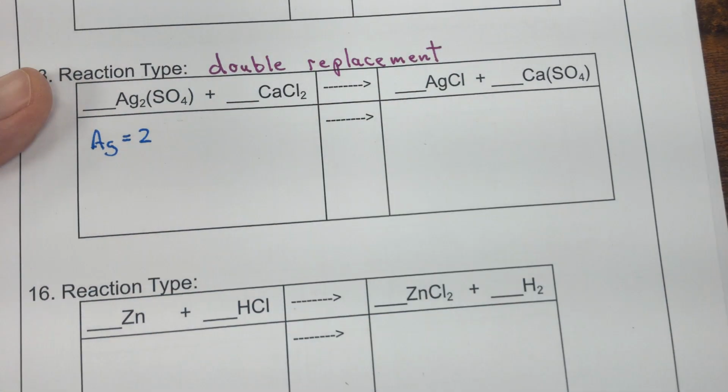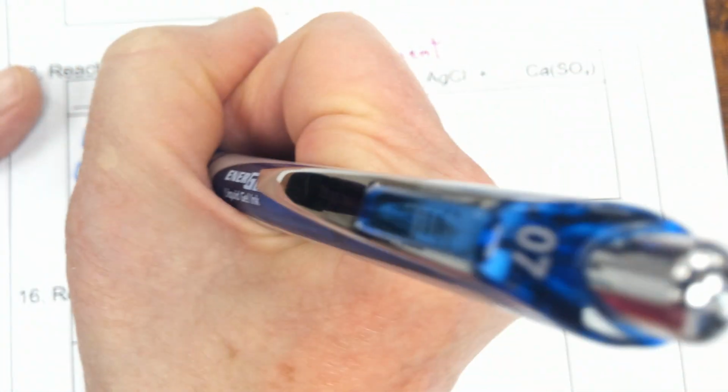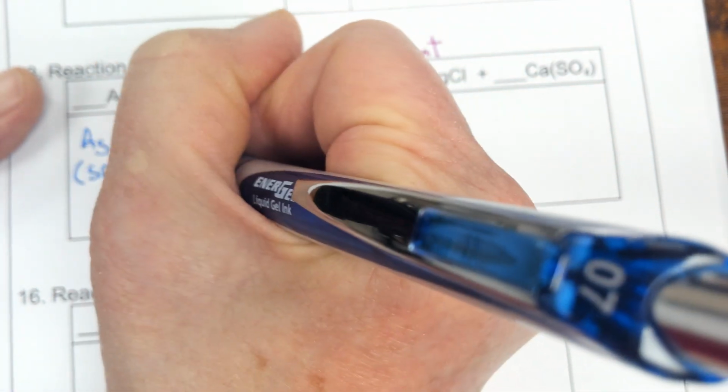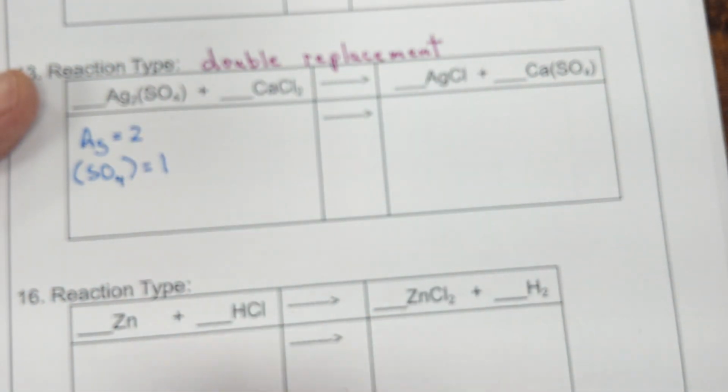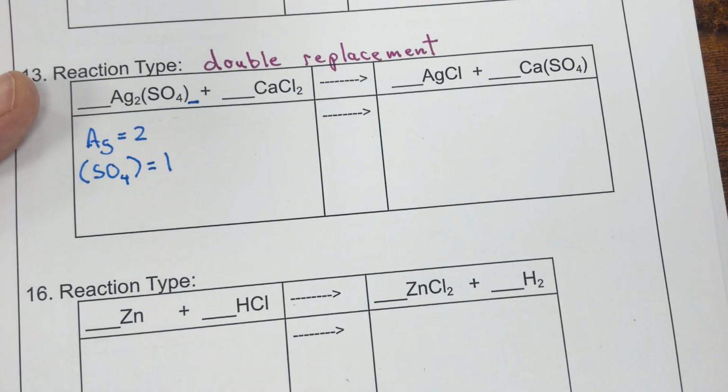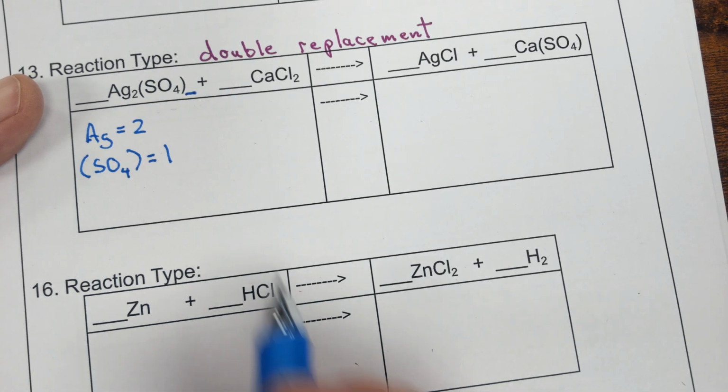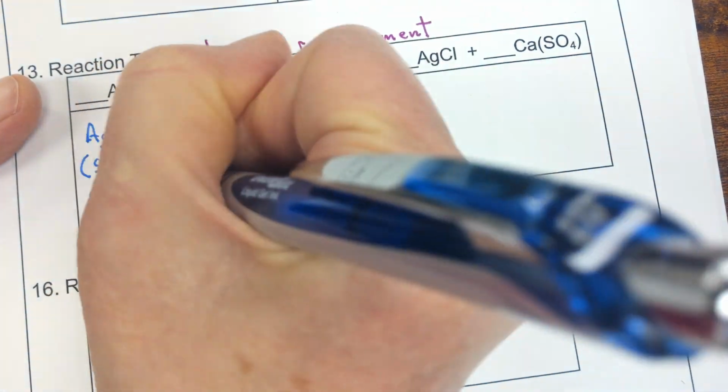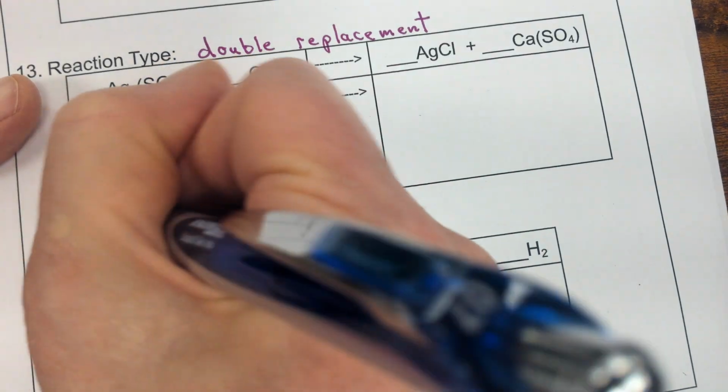Then I'm going to list Ag, silver is equal to 2. When I list my polyatomic ion, I'm going to keep it all together. I put parentheses around this one, even though I wouldn't really have to because I have one copy of it. So when I'm doing polyatomic ions, I'm looking outside the parentheses, or you may see them without parentheses when you have only one copy. All right, Ca is equal to 1, and Cl is equal to 2.